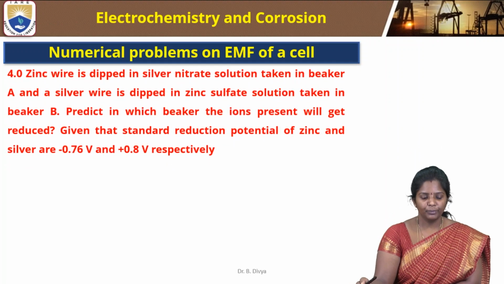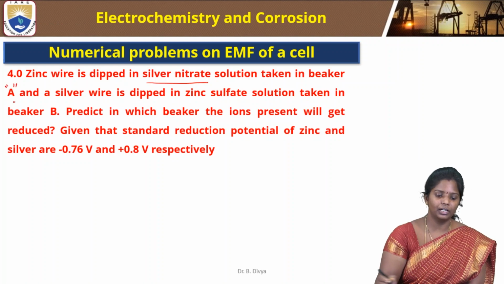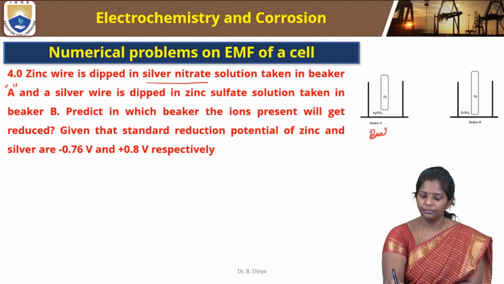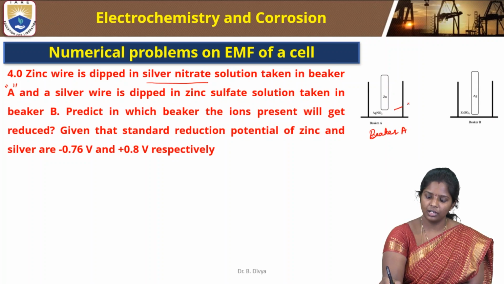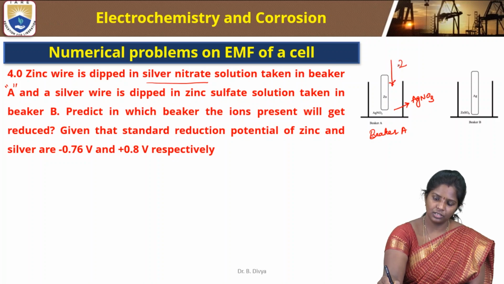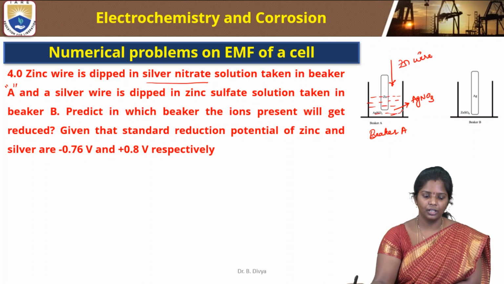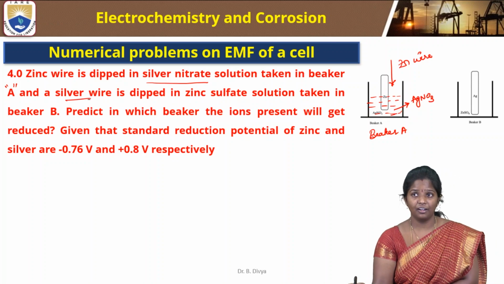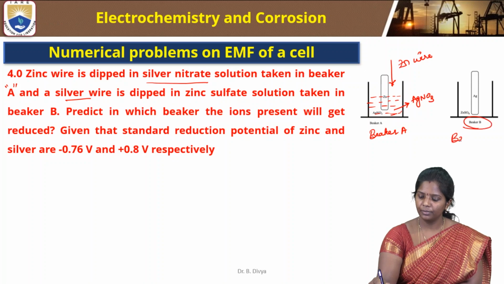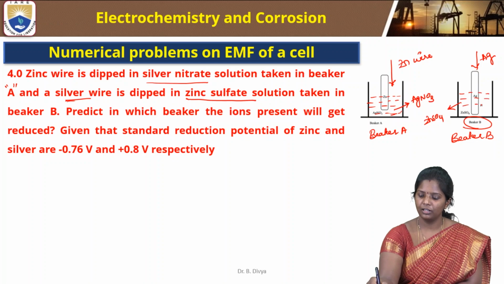Next, let us see one example: zinc wire is dipped in silver nitrate solution taken in a beaker A. So here in beaker A, there is silver nitrate solution. Zinc wire is dipped in this silver nitrate solution. And a silver wire is dipped in zinc sulfate solution. So here in beaker B, we have zinc sulfate solution in which silver wire is dipped.